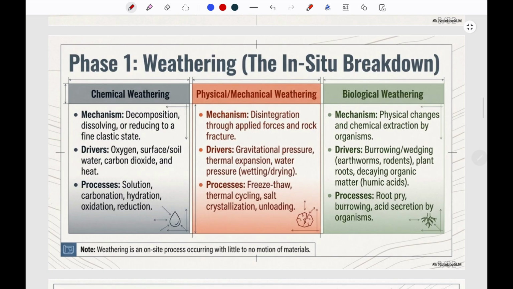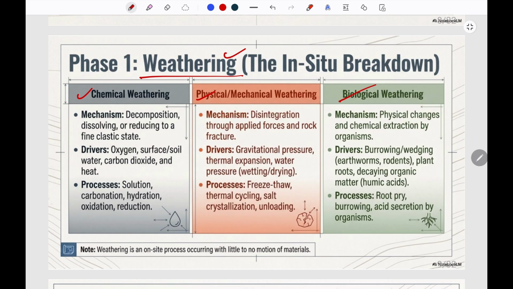Now moving on to the weathering. Weathering is in situ breakdown. मतलब जहां पे रॉक है उसी जगह पे उसका disintegration होना is called the weathering. Now it can be of three types. That is chemical weathering, physical weathering, and biological weathering.